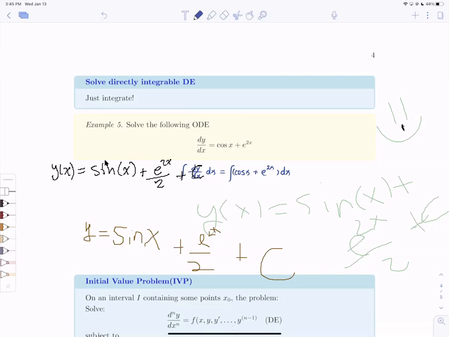So this will give you y equals sine x plus 1/2 e to the 2x plus c. Okay, so this is your final answer. I will remove the notations. It's all right.